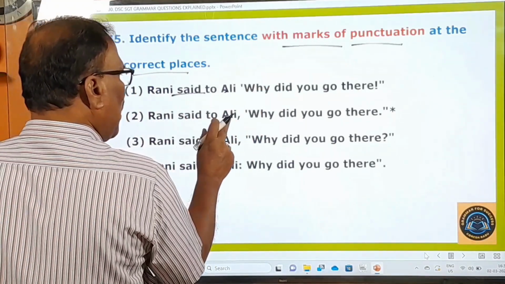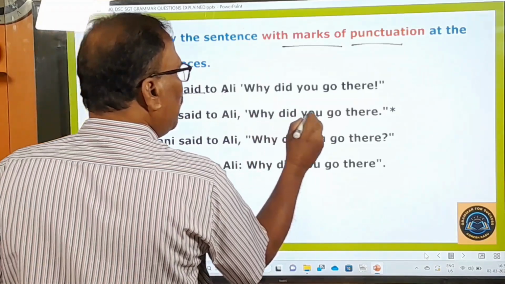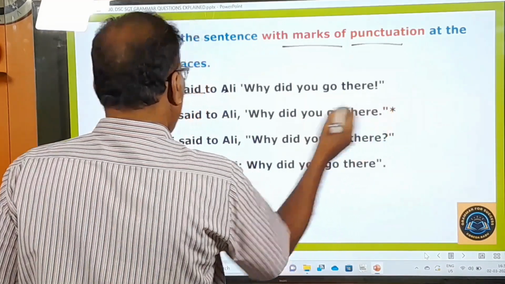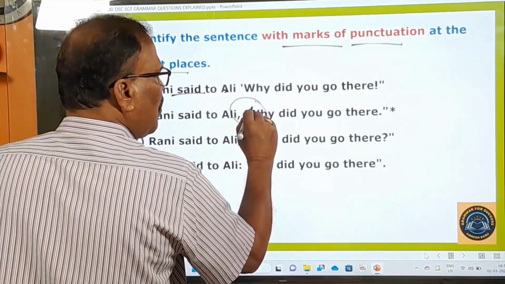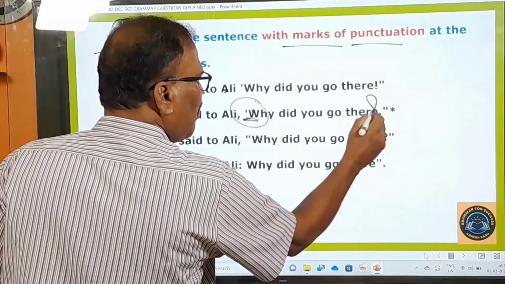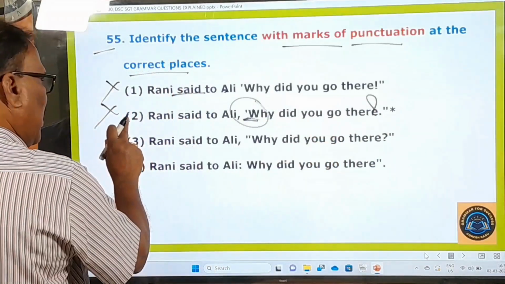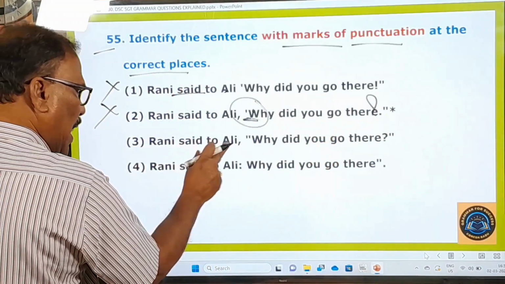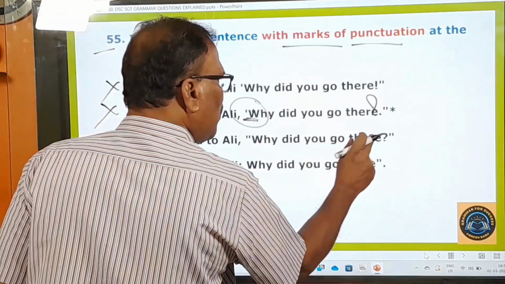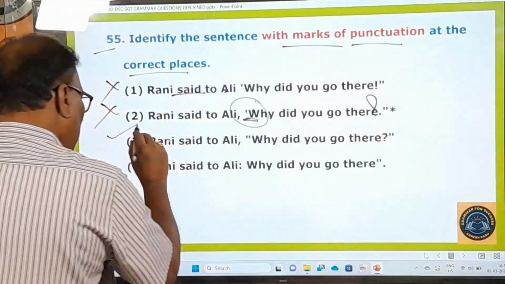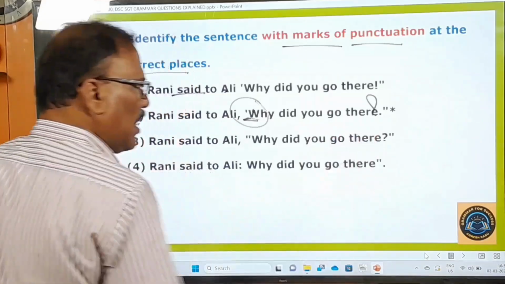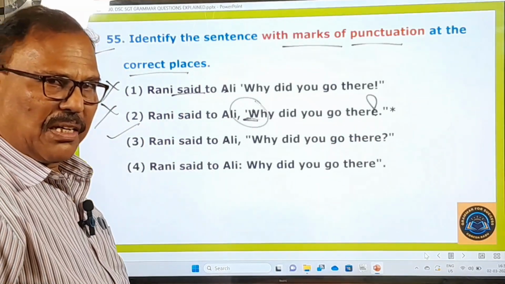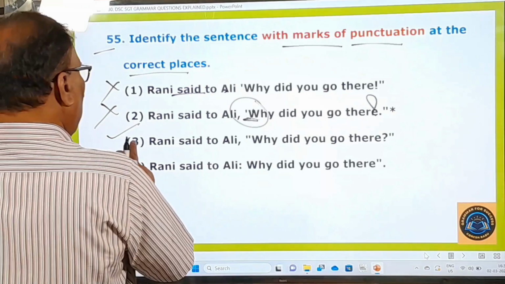Rani said to Ali, comma is there, and why did you go there? Question mark is not there, and that's why this is wrong. This is a question. Questioning word is there. After this questioning word, there must be a question mark, but it is not there. Therefore, the second one is also wrong. And Rani said to Ali, comma, why did you go there? Question mark, quotation marks, closed. This is correct. Comma is used, quotation marks are correctly used, question mark is correctly used, all these punctuation marks are correctly used, and therefore this third sentence is the right one.